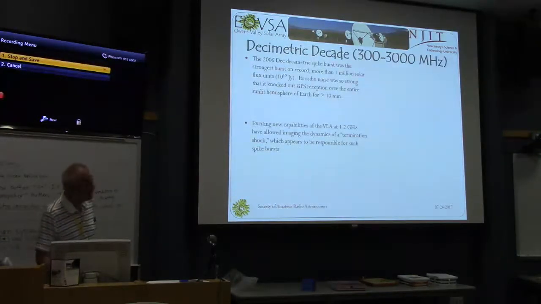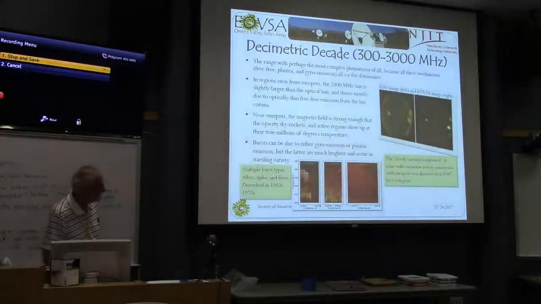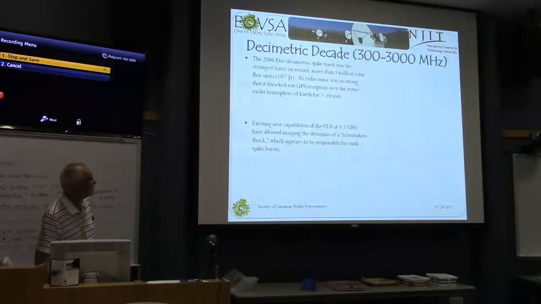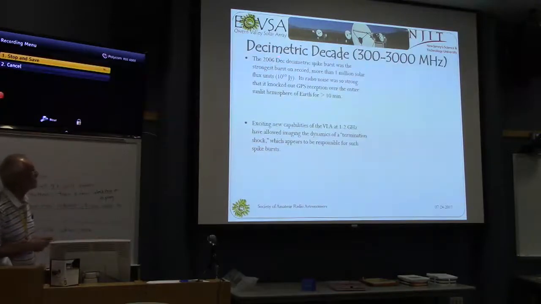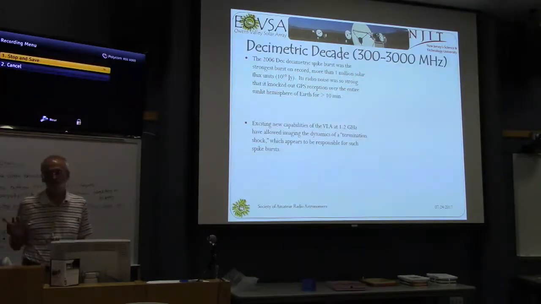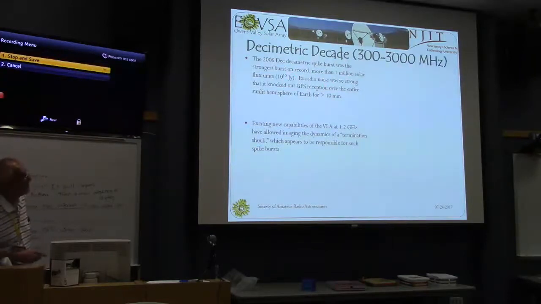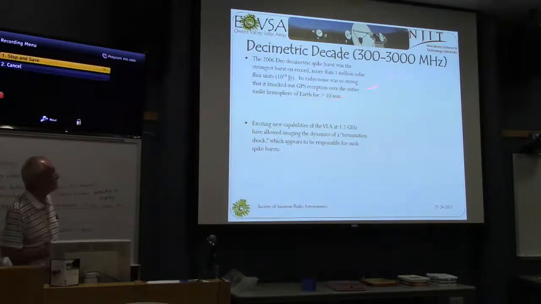Okay, so one of the things that's interesting is the spike bursts here. It turns out that those spike bursts, there was one on 2006 December. It's supposed to be decimetric. I think the spell checker did that to me. Decimetric spike burst was the strongest burst on record. It actually reached 1,000,000 solar flux units, and a solar flux unit is 10,000 Janskys. So we're talking about 10 to the 10 Janskys. The radio noise was so strong that it knocked out global positioning system reception on Earth everywhere in the southern hemisphere for about 10 minutes.